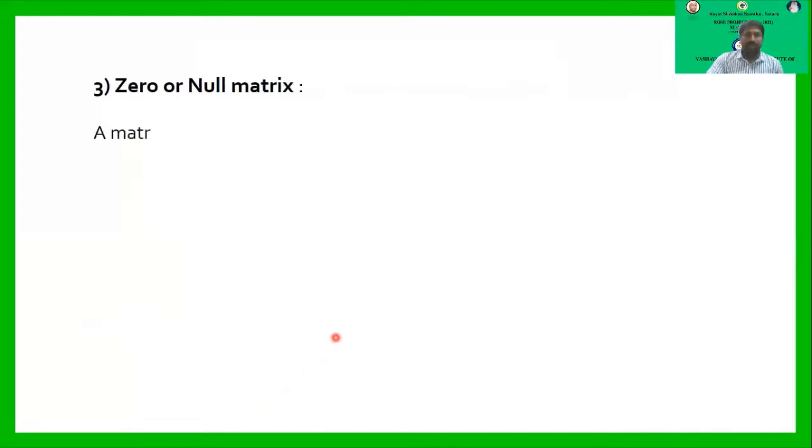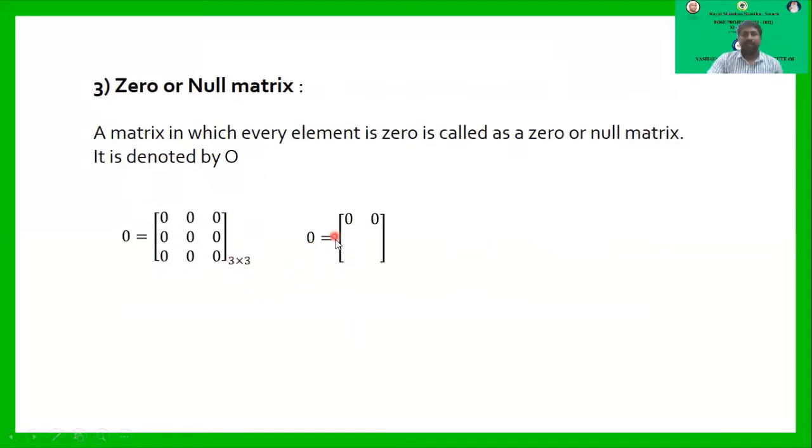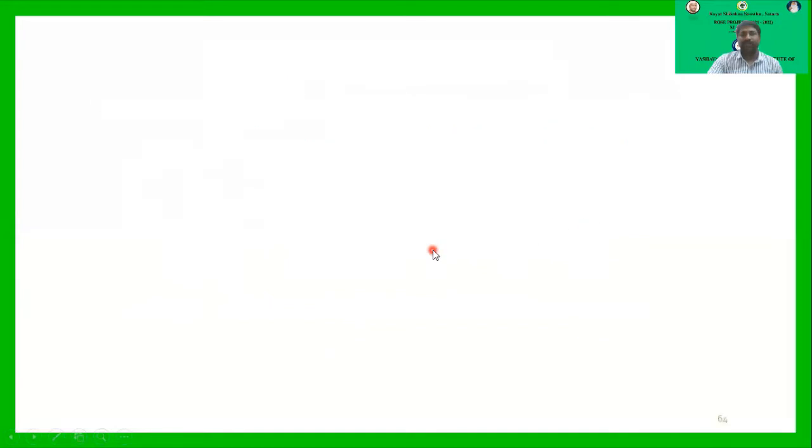Zero or null matrix. A matrix in which every element is zero is called a zero matrix. It is denoted by O. So this is the zero matrix of order 3 by 3. All the elements are 0. This one is also a zero matrix, of order 3 by 2. And this is a zero matrix of order 2 by 3.